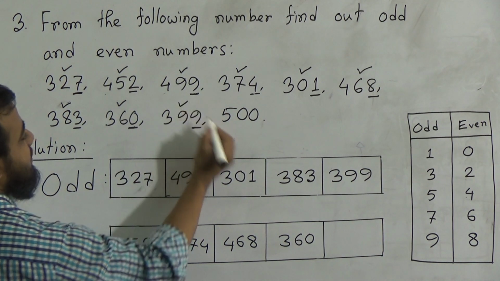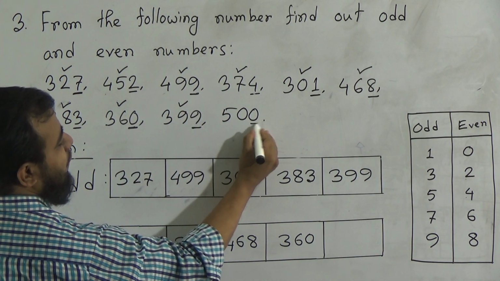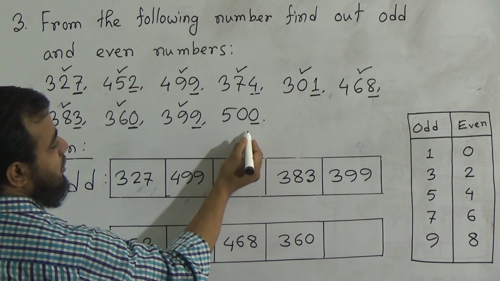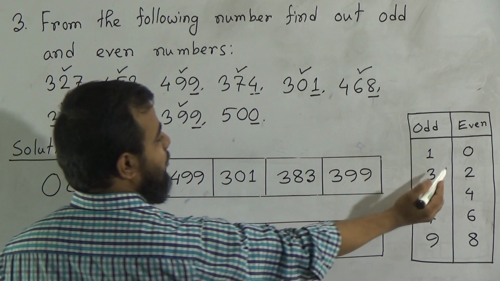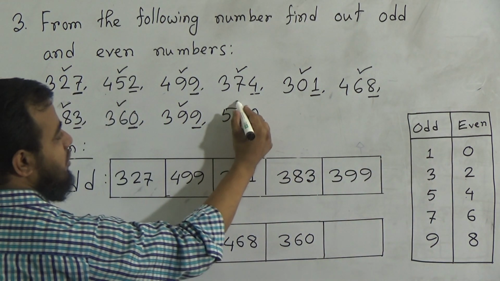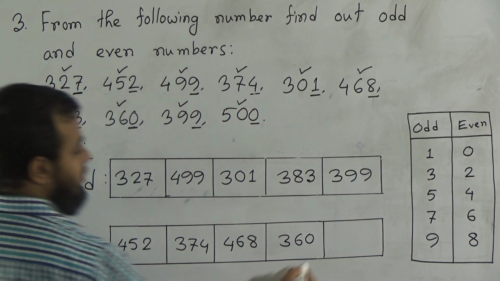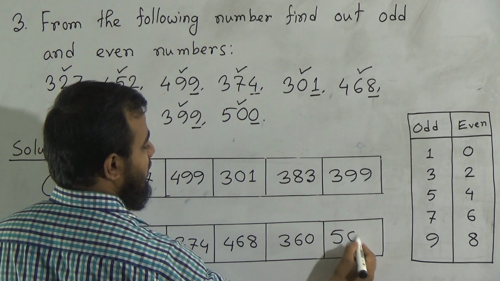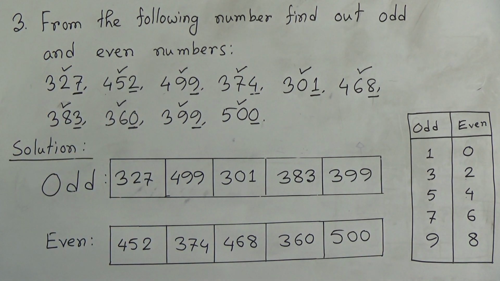The last number is 500. Look, 500 has 0 in the ones position. When we find 0 in the ones position, that number will be an even number. So 500 is also our even number. So we write down 500 in the evens row. I think you have understood how to write down odd numbers and even numbers.